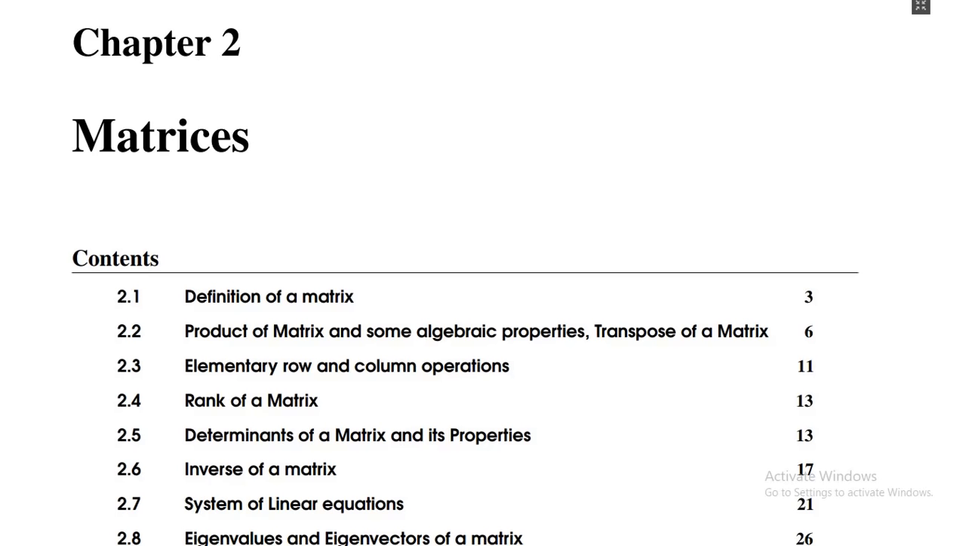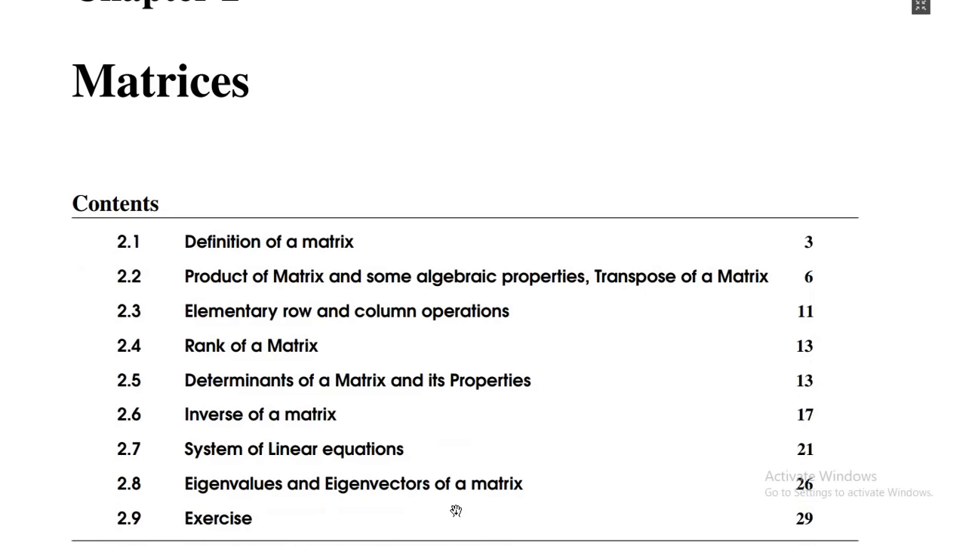Okay, today we will start from chapter 2, where it deals with matrices. Under this chapter, we will discuss the definition of a matrix, product of a matrix, and some algebraic properties, transpose of a matrix, elementary row and column operations, rank of a matrix, determinants of a matrix and its properties, inverse of a matrix, system of linear equations, eigenvalues and eigenvectors of a matrix, along with some exercises.